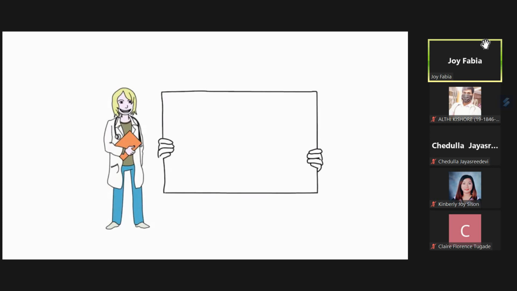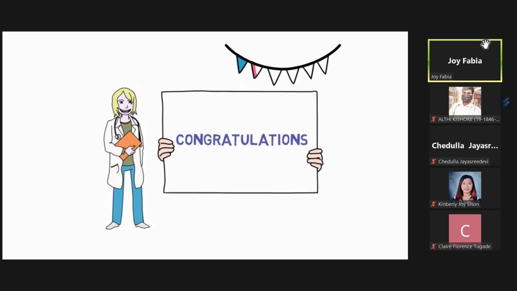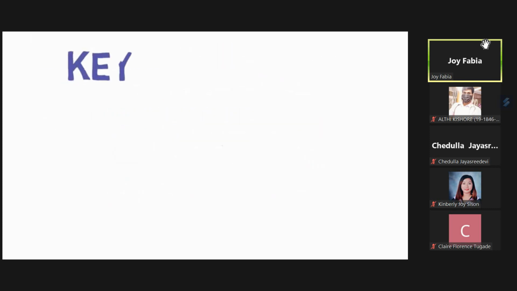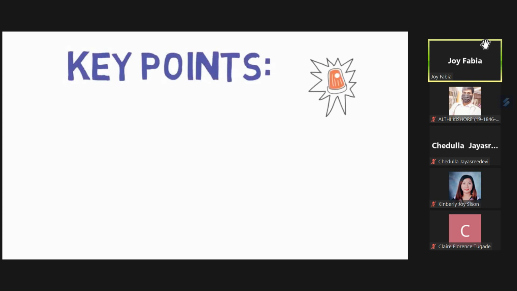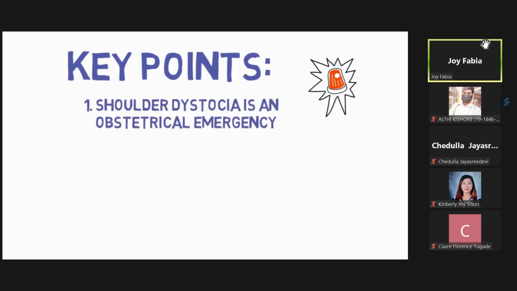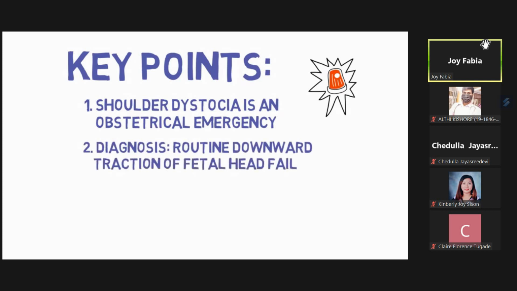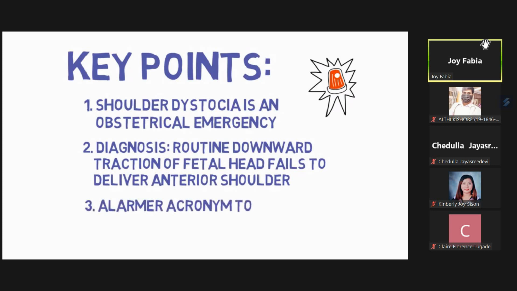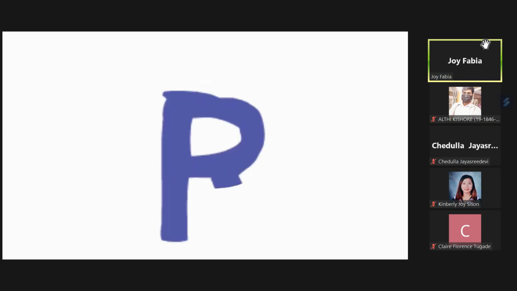You have helped deliver Sarah's baby by promptly diagnosing and managing shoulder dystocia with the help of the ALARMER acronym. Let's review the key points from this video. Number 1. Shoulder dystocia is an obstetrical emergency that requires prompt diagnosis and management. Number 2. Diagnosis of shoulder dystocia is made when the routine practice of gentle downward traction of the fetal head fails to deliver the anterior shoulder. Number 3. ALARMER provides an acronym for the management of shoulder dystocia. Can you remember what each letter stands for?